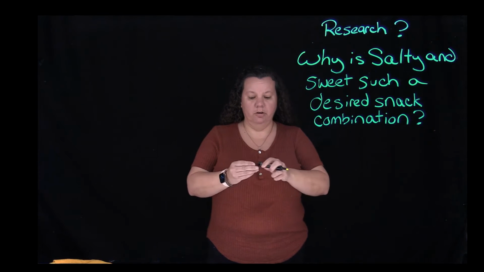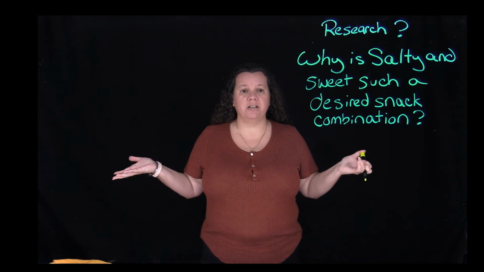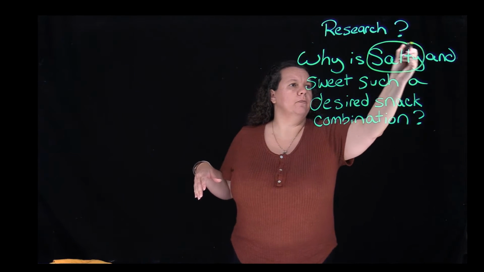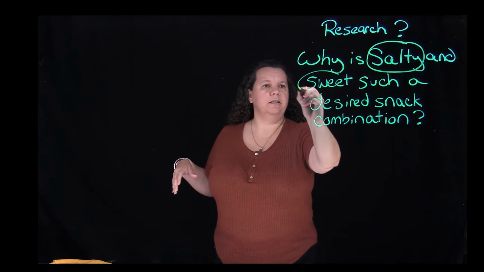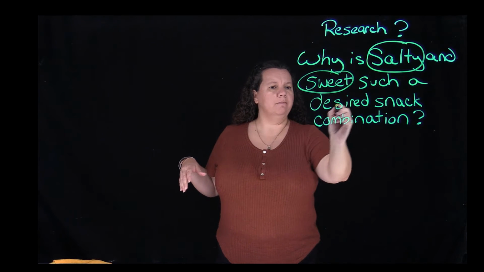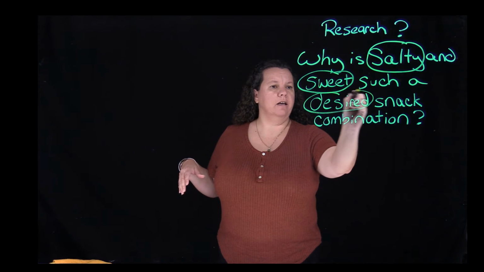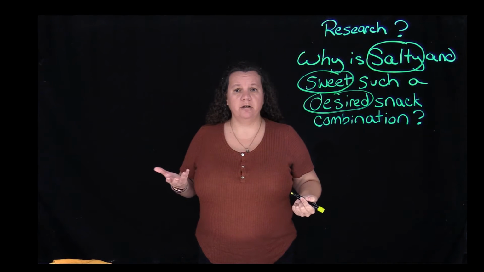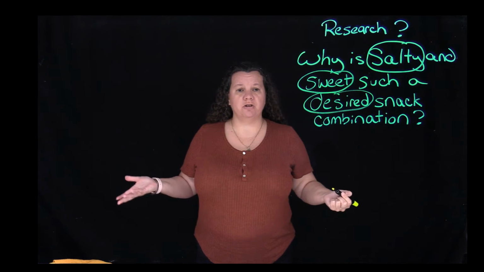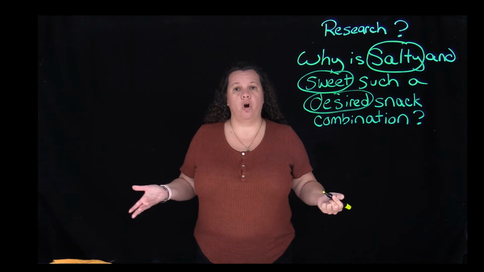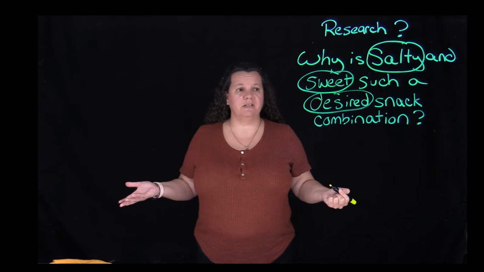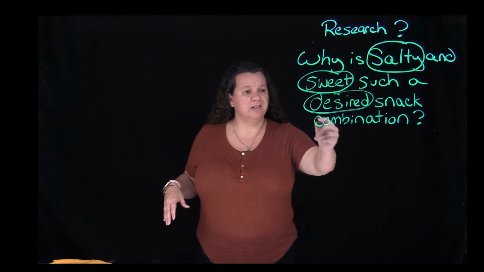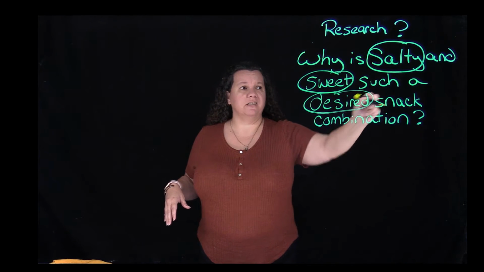First thing we're going to do is determine which words in our question we think are the most important. So I'm going to circle salty, I'm going to circle sweet, and I'm going to circle desired today. You may decide that snack combination is a more important combination. That's fine. Remember, there's no definitive right or wrong in this process. If you don't get the results you want using desired, you can always go back and redo this using snack combination or simply the word snack.